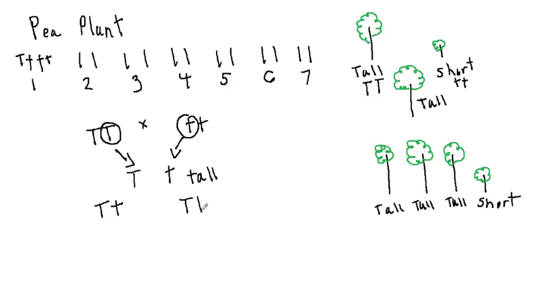This is much more complicated because there's more options. And if you bred them together, you would actually get a 3-to-1 ratio. But how do we do that? We do that with what is called a Punnett square.